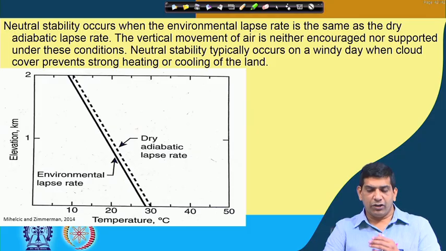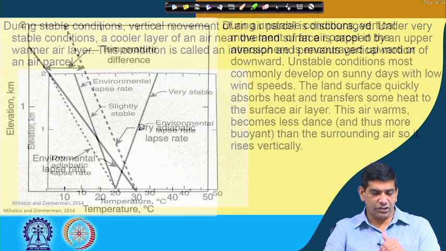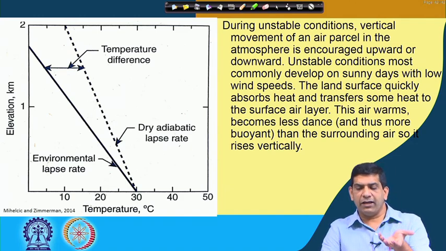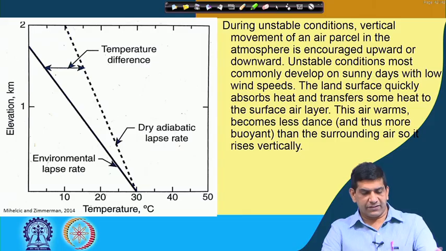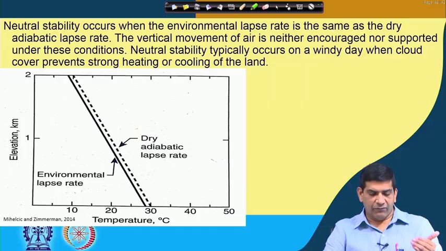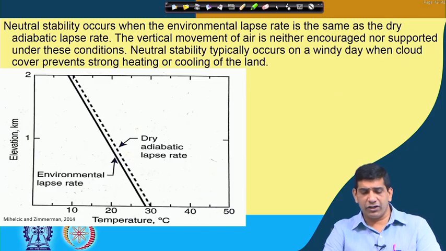So, your environmental lapse rate, which was the first condition that we talked about, is an unstable condition where the vertical movement of an air parcel is encouraged. This shows the environmental lapse rate. In the second, vertical movement is discouraged based on the dry adiabatic lapse rate. When both are equal, the environmental lapse rate as well as the dry adiabatic lapse rate, you have a situation in which vertical movement of air is neither encouraged nor supported. So, neutral stability typically occurs on a windy day when cloud cover prevents strong heating or cooling.